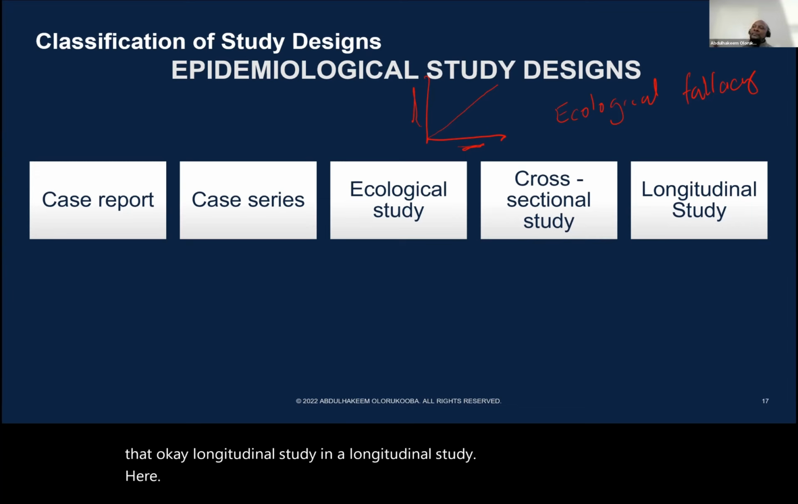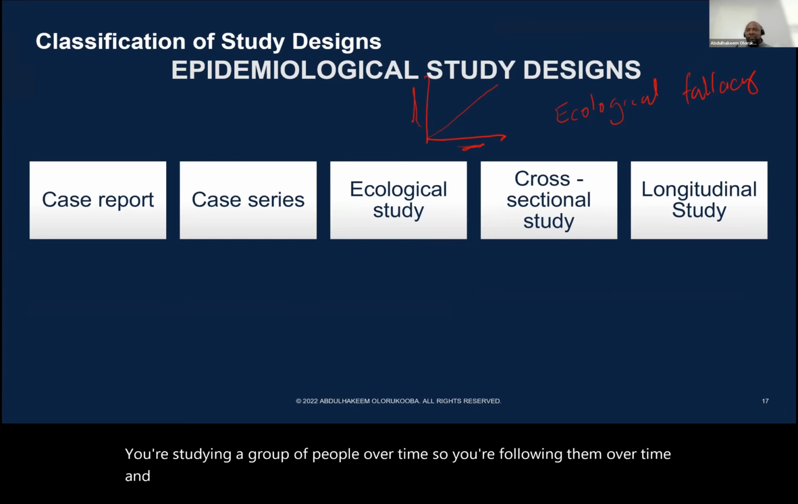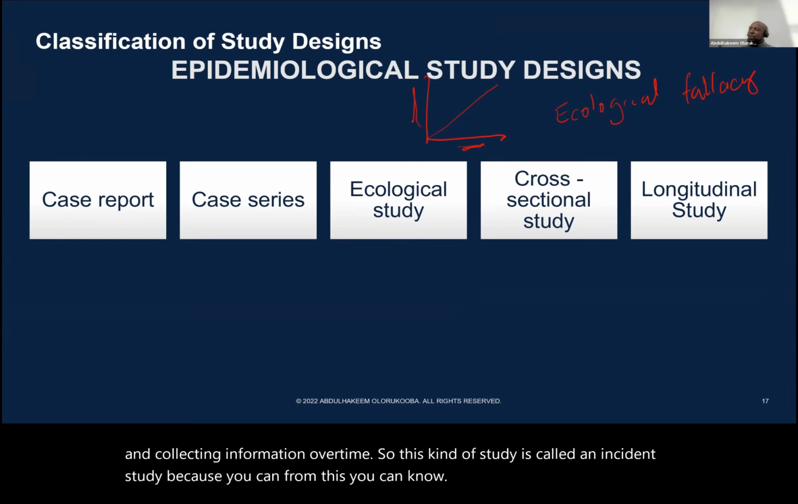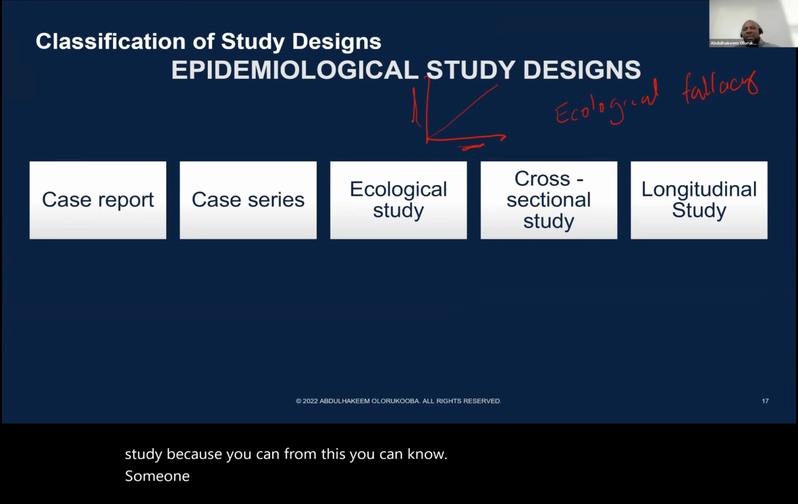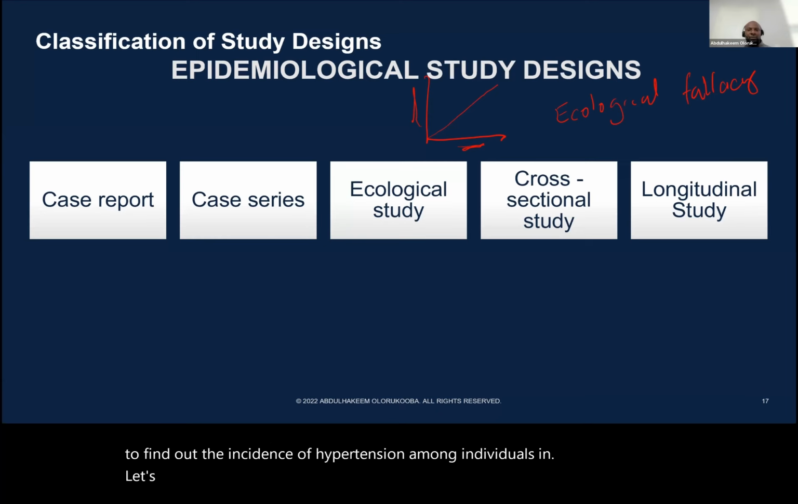In a longitudinal study, you're studying a group of people over time. So you're following them over time and collecting information over time. This kind of study is called an incidence study, because from this, you can know whether someone has recently developed a disease or not. So imagine that we wanted to find out the incidence of hypertension among individuals in, let's use the National Hospital, okay?